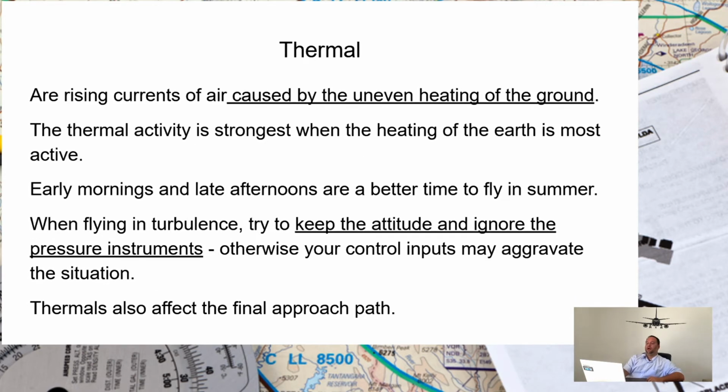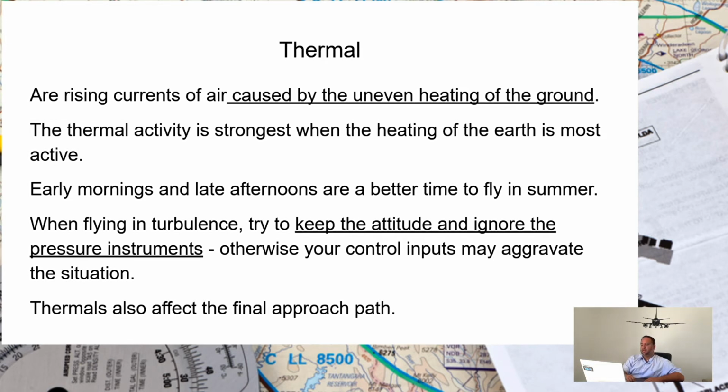Thermal: rising currents of air caused by the uneven heating of the ground. The ground doesn't heat equally. The thermal activity is stronger when the heating of the earth is most active. Early morning and late afternoon are better times to fly in summer. Definitely. Usually you can only fly early in the morning if you're a visual pilot. Late in the afternoon, you're probably going to face thunderstorms.